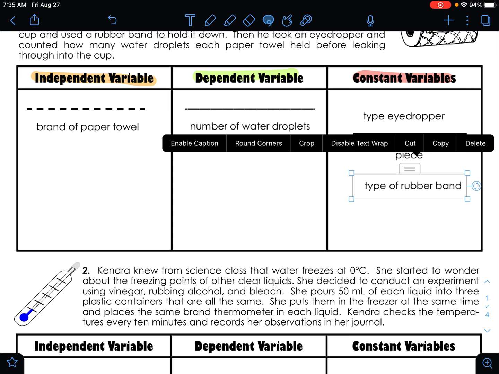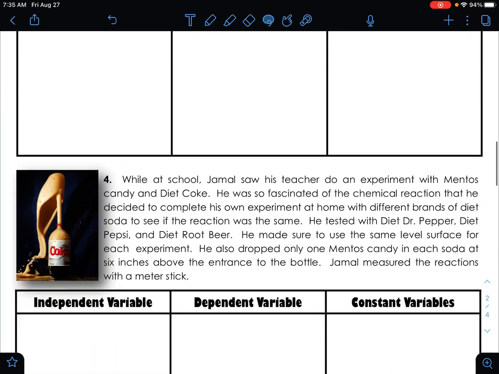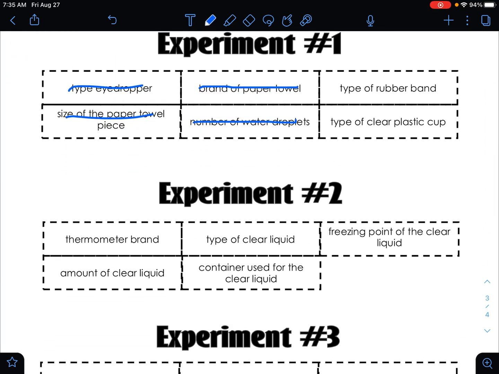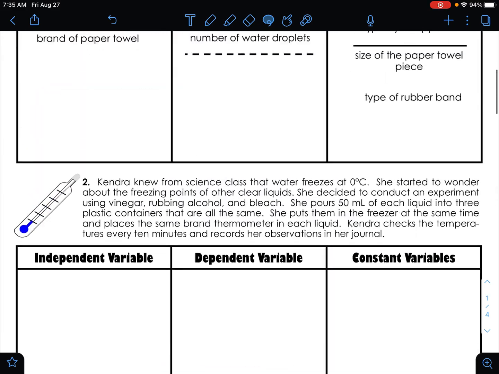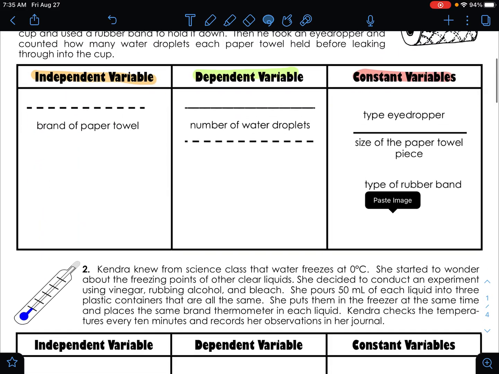And you guys probably do this a little neater than me. And what else does he have to keep the same? That wraps us up with the type of clear plastic cup. So it needs to be the same, because we know that there are plastic cups and they can be all different sizes. So if we had one that was larger, right, is that going to affect the numbers? Or if it's smaller, is that going to affect the numbers? That would be a variable.